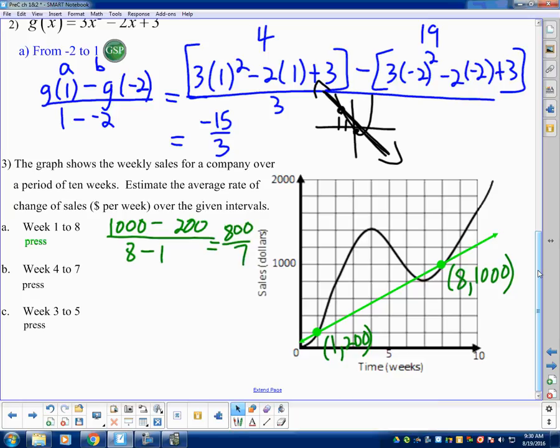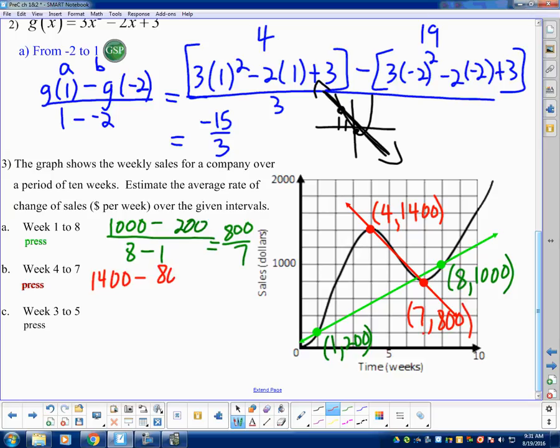The second one, from week 4 to 7, looks like a negative average rate of change. We have a coordinate here of 4, there's 1,000, there's 1,400, and we've got 7, 800, and so we'd have 1,400 minus 800 over 7 minus 4.